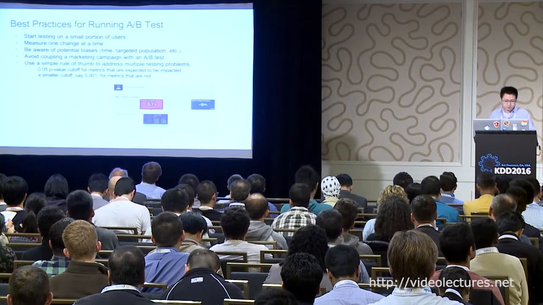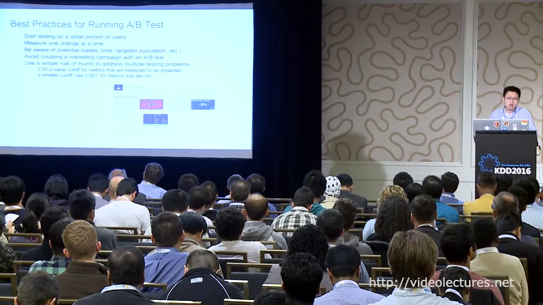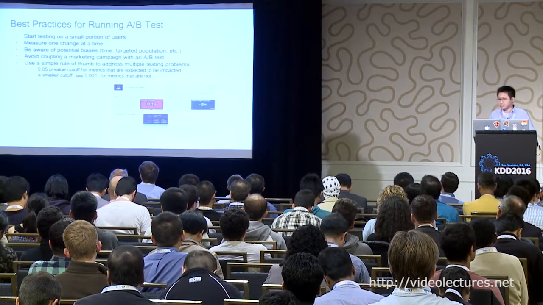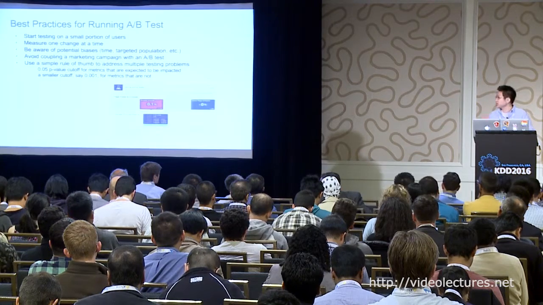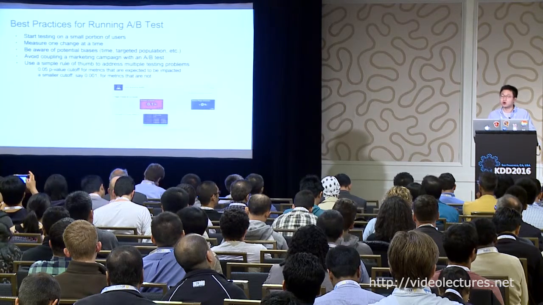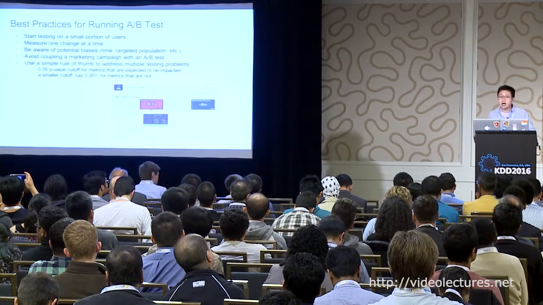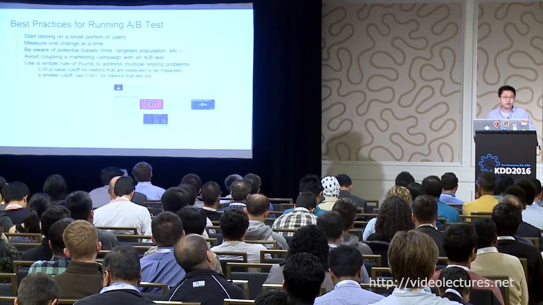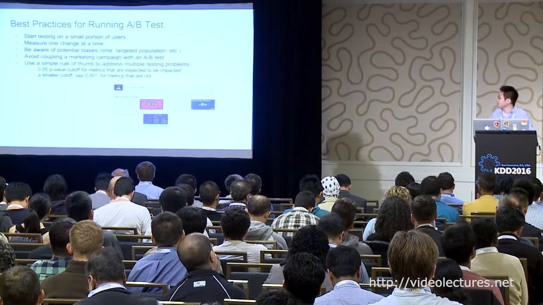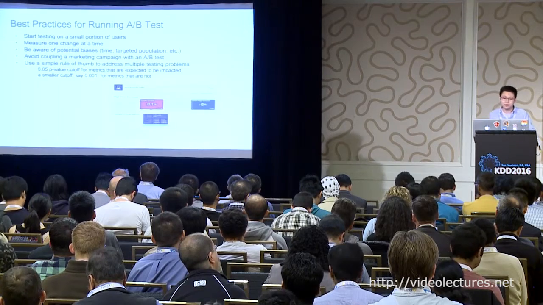The next one is to avoid coupling a marketing campaign with the A/B test. It's clear that if you're running a marketing campaign, it will affect either the testing group or the control group. So our advice is to first run your A/B test. Once you get good results, then follow up by running a marketing campaign.